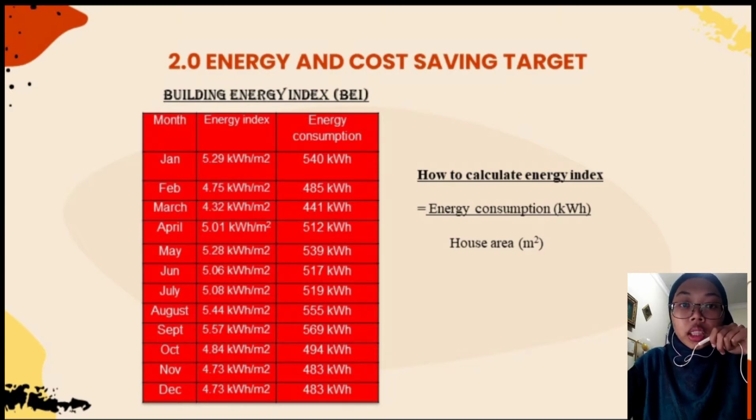First, we need to list the energy consumption from month 1 until 12, which is January until December, totaling 1 year. Then we calculate the energy index from the formula given, which is kilowatt hour, the energy consumption, divided by the house area in square meters. The energy consumption we can get directly from the bill and jot down on the table. So as you can see, we have 3 columns: month, the energy index, and the energy consumption that we calculated before.